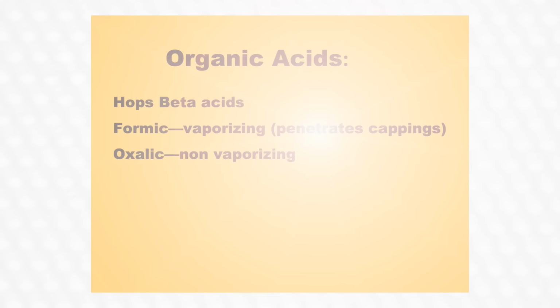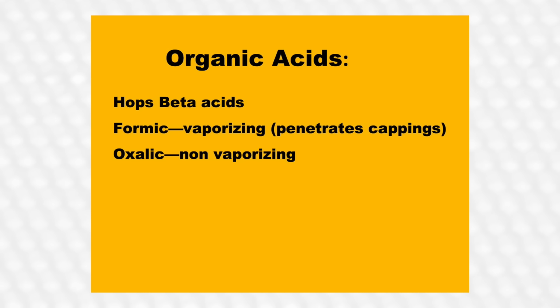So that moves on to the organic acids. Again, you don't have the hops beta acids, which you guys should ask to get registered, because it is handy. It's a natural treatment. And then formic and oxalic.